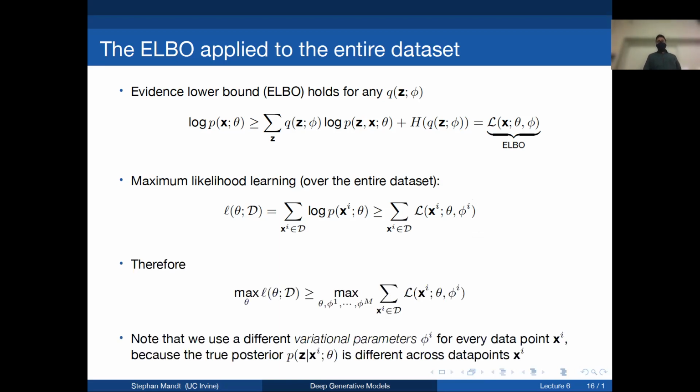For that reason, the following inequality holds: when you maximize the average empirical log likelihood over the model parameters, this quantity is still lower bounded by the maximum over all model parameters theta and all data point specific variational parameters phi 1 through phi m, averaging these elbows over the data set.